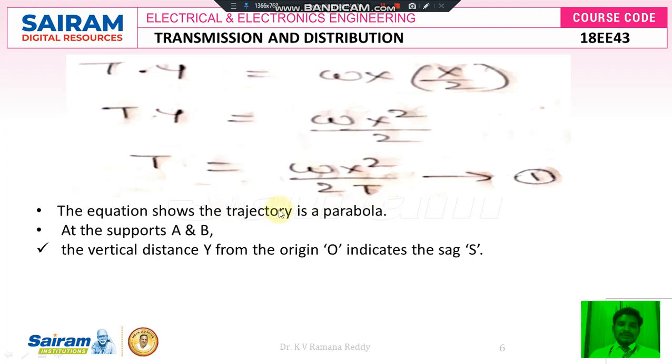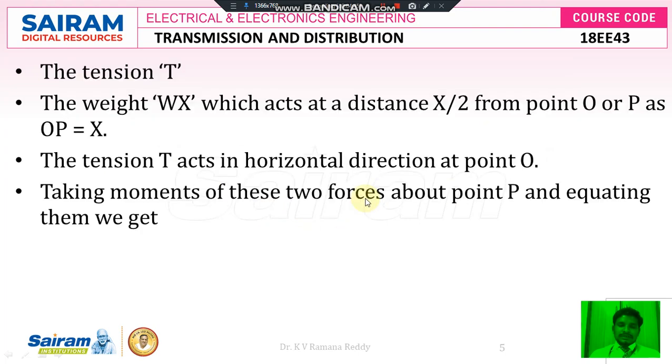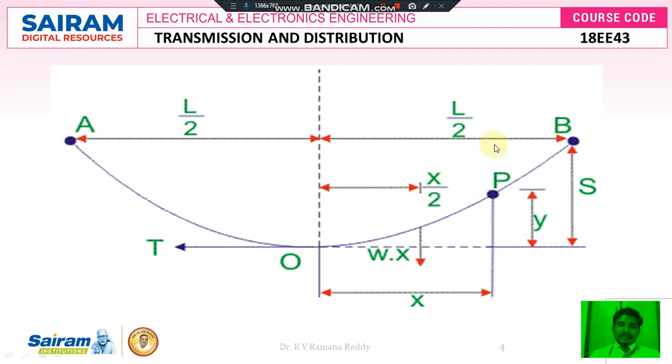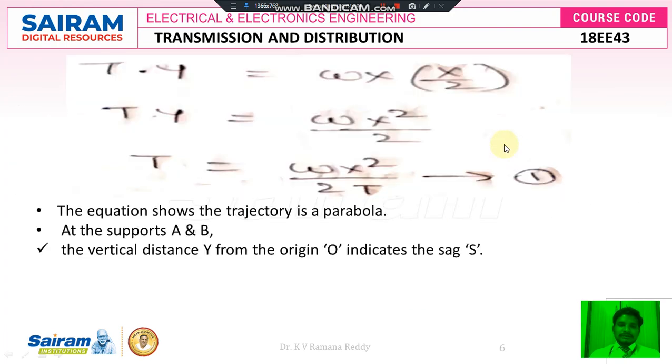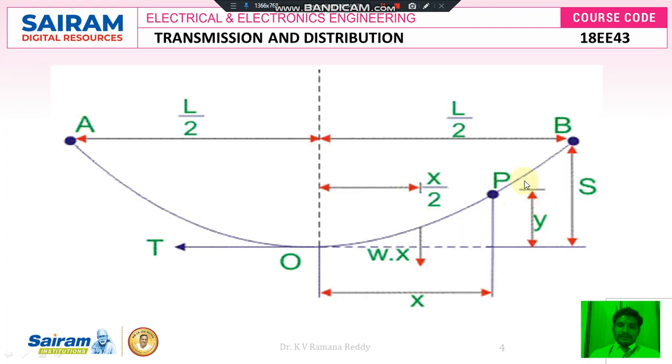The equation shows that the trajectory is a parabola. The trajectory of the sag looks like a parabola, and the vertical distance Y from the origin O indicates the sag. So this length Y indicates the sag with respect to the point P.